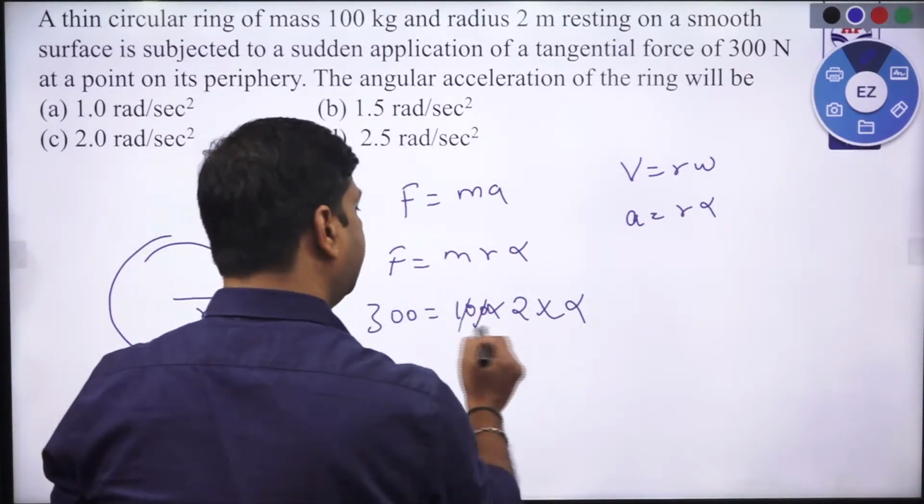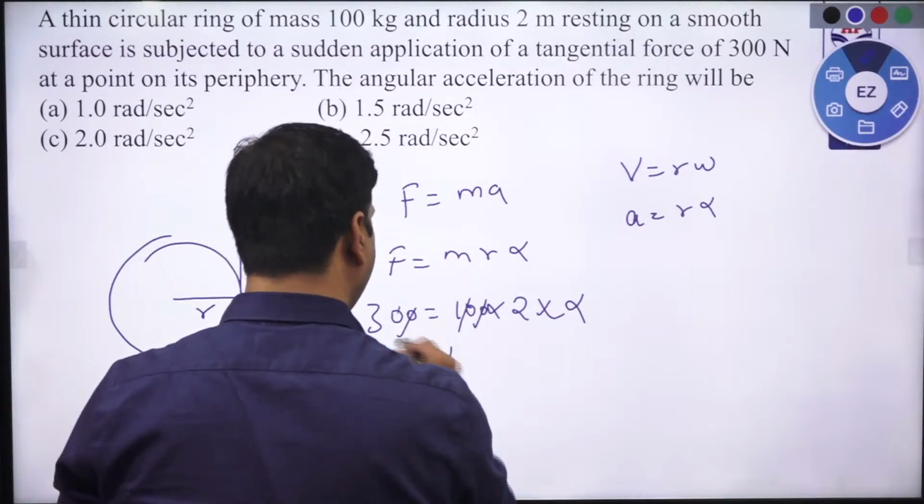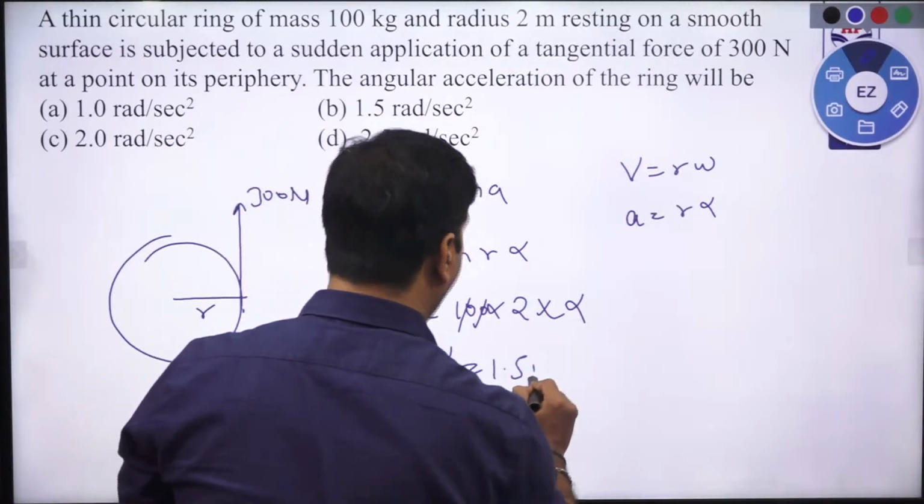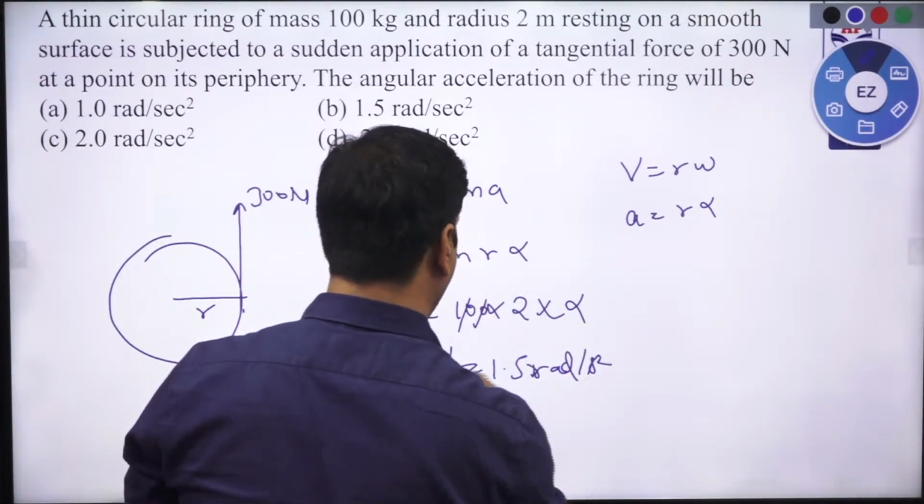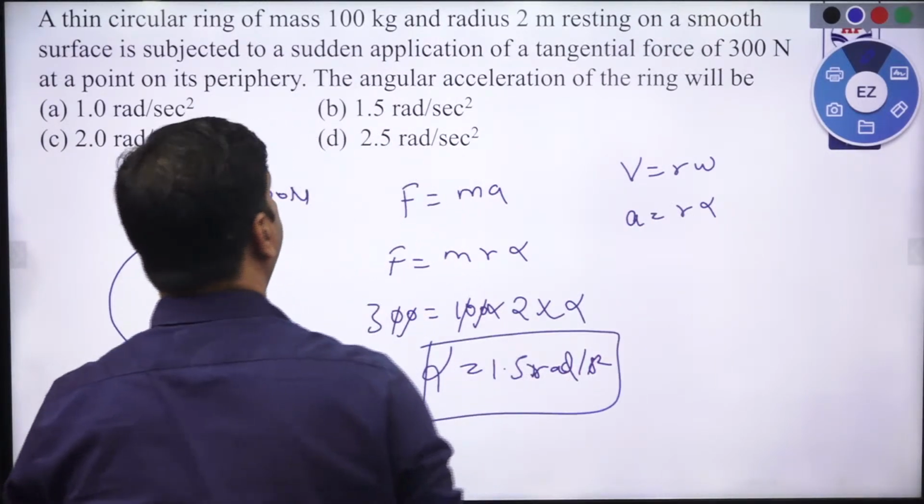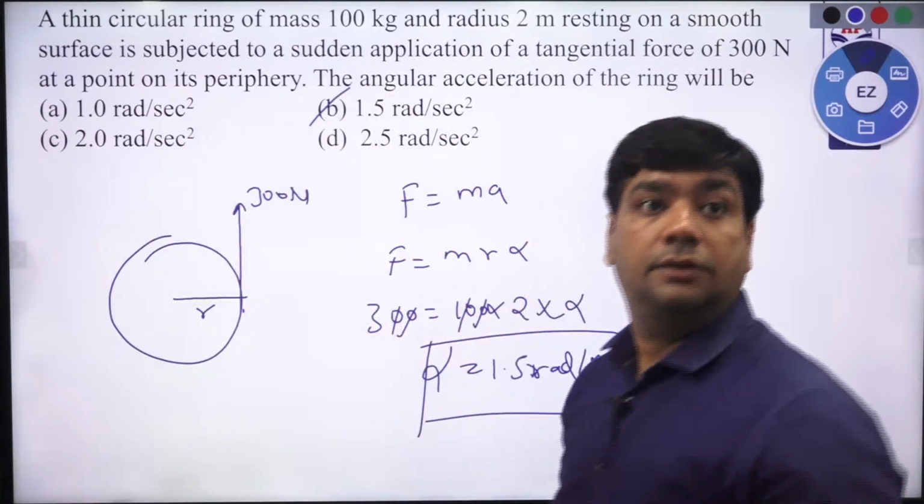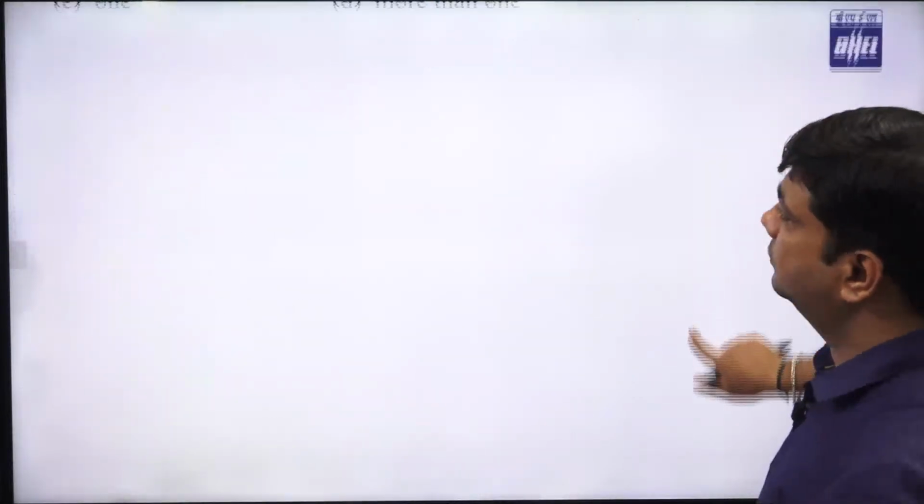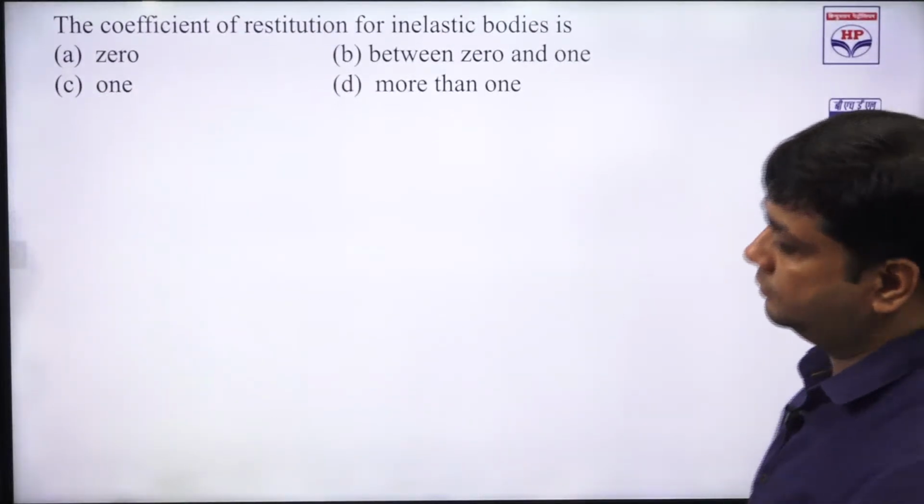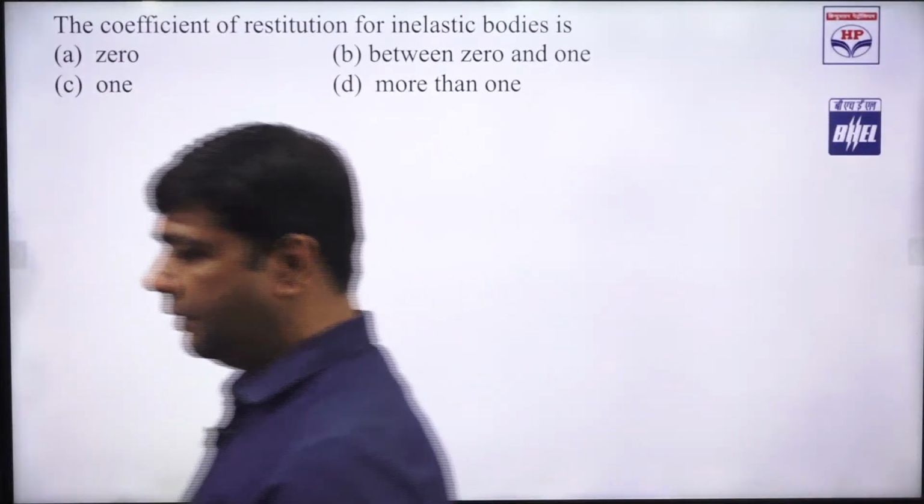So the alpha comes to be 1.5 radians per second square. Okay, so the answer is B. So the answer is B. Good. That's all.